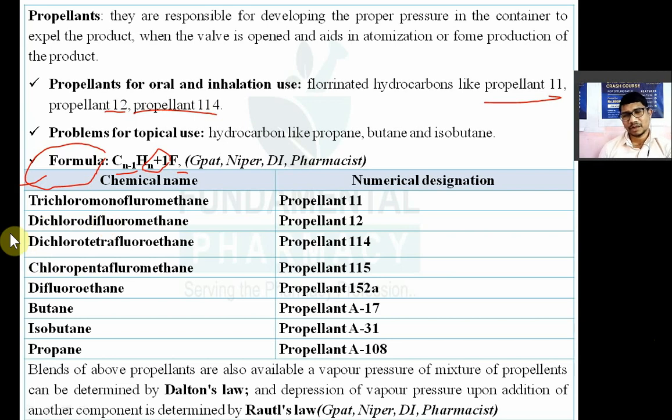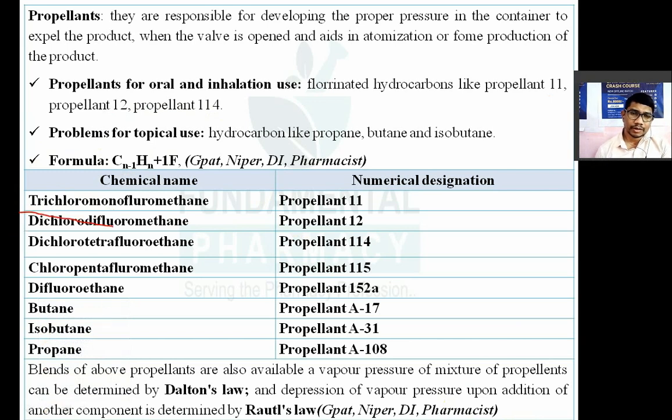Now few propellants with their chemical names. So propellant 11. What is propellant 11? Propellant 11 is nothing but trichloromonofluoromethane. So remember names of these propellants. क्वेश्चन इसके ऊपर आ चुके हैं कि कौन सा प्रोपेलेंट का नाम क्या है. मतलब ये प्रोपेलेंट है तो उसका नाम क्या है. Propellant 12 नाम क्या है, Propellant 113 नाम क्या है. So remember Propellant 11 is nothing but the trichloromonofluoromethane. This is the Propellant 11.